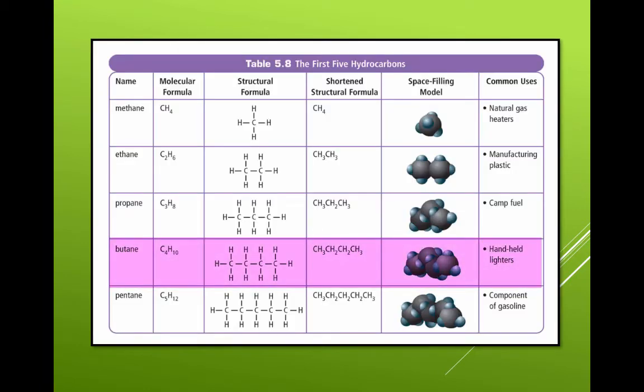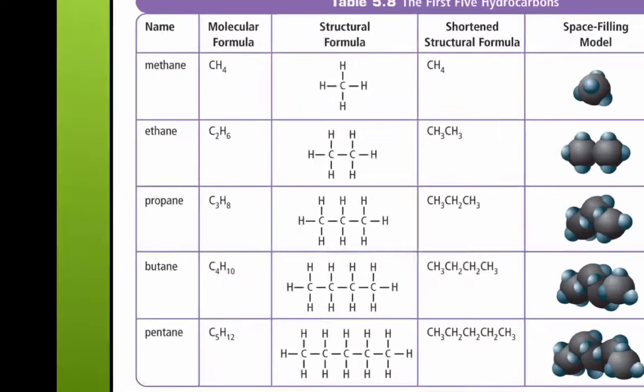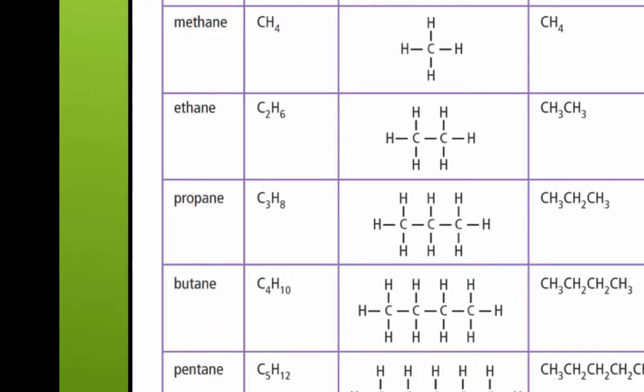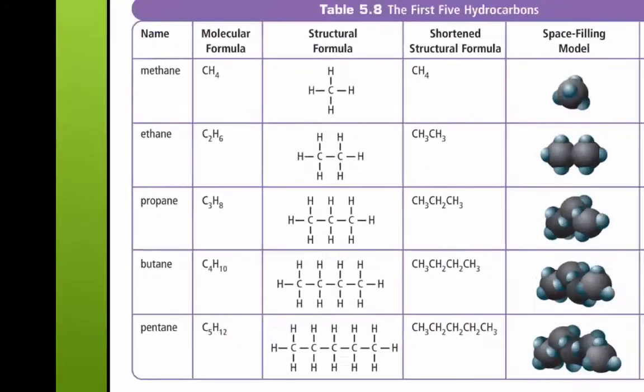Next are butane, C4H10, and pentane, which is C5H12. This is followed by hexane, heptane, octane, nonane, and decane, which use the Greek prefixes. Notice how all the names end in ane. This indicates that they are all hydrocarbons, with the carbons and the hydrogens bonding using only single bonds.